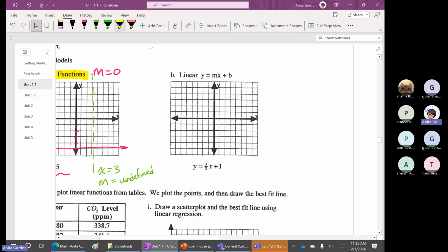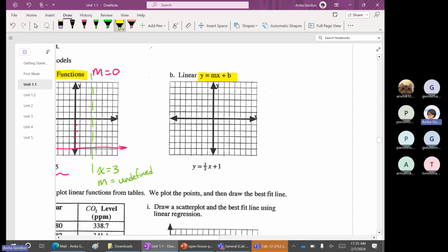Okay, linear functions, historically, we write them as y equals mx plus b. The base function or the identity function for a line is just y equals x. M represents the slope, B represents the intercept. So in the identity function, your intercept is 0, your slope is 1. This is the identity.